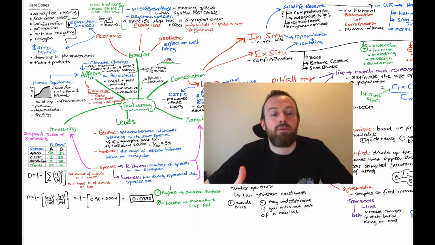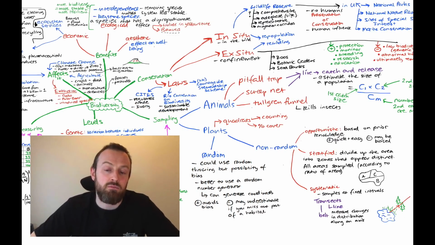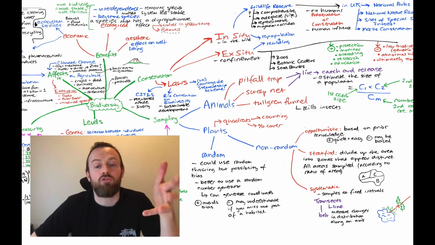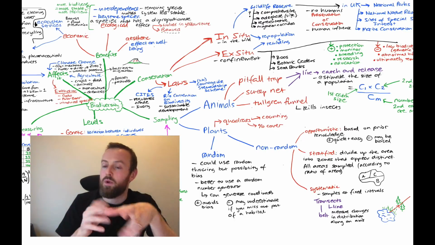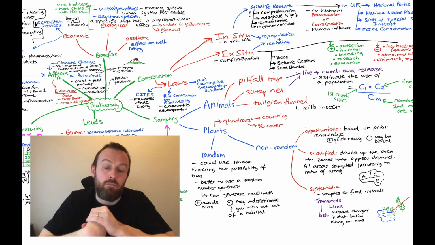In order to calculate biodiversity, though, you need to do some sampling. Now, with plants, often this involves quadrats, which can be used to count plants or to measure percentage cover. You can do sampling randomly, using a random number generator, or non-randomly. And non-random sampling is more often done when you know something about an area, you know there's like different parts to an area. You could do opportunistic, stratified, or systematic sampling, such as taking a transect.